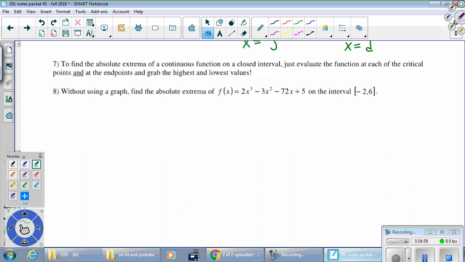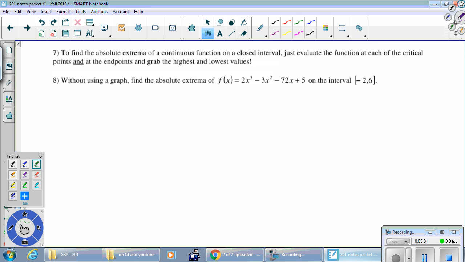So that gives us a procedure here in number 7 to find the absolute extrema, that's the absolute max and absolute min, of a continuous function on a closed interval, just like the A to J we just had. Just evaluate the function at each of the critical points and at the endpoints and grab the highest and lowest values. Sounds tough, but it's really not. It's a pretty straightforward process. You're going to get a lot of practice with it.